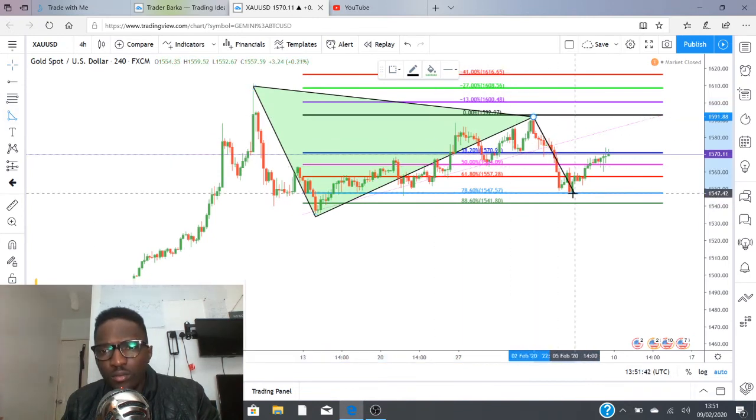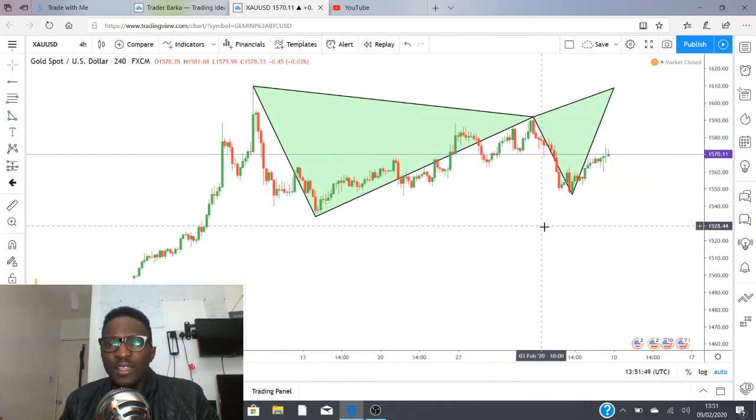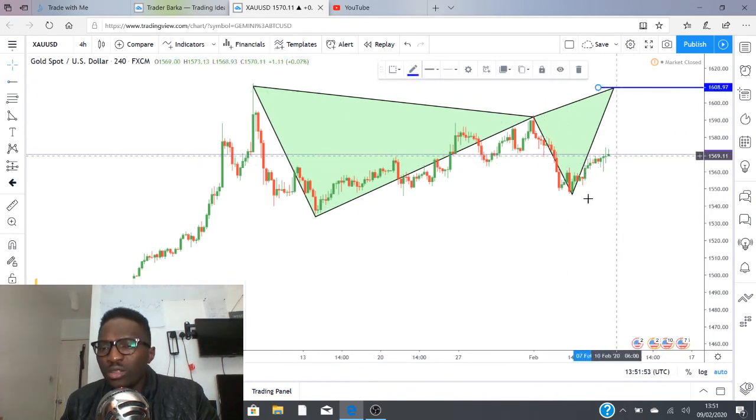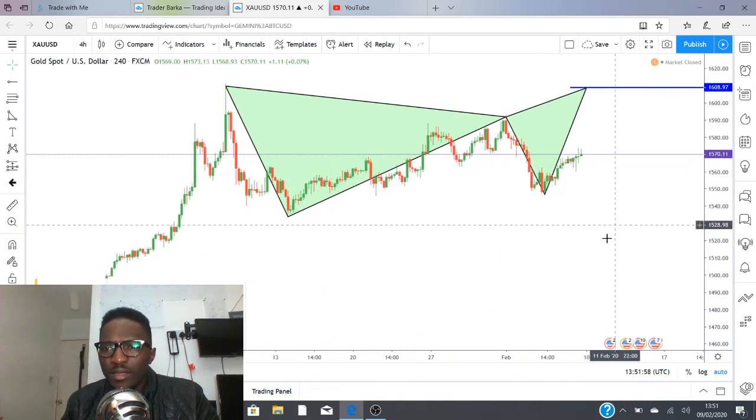So there you go. If you get any kind of buy setup on the lower time frame, take it, because I think we're going high. I don't think we could break the top, but I think we're going to go high to that level, at least 1600.